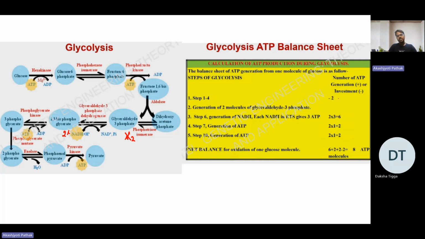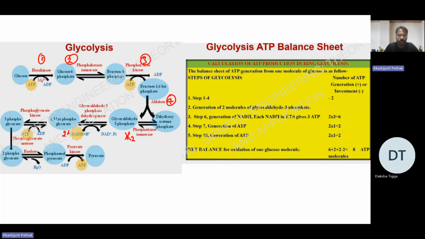Okay. So if you do a glycolysis ATP balance sheet, in steps 1 to 4, this is your first step, this is your second step, this is your third step, and this is your fourth step. In the first 4 steps, in your step 1 and in your step 3, your ATP molecule is getting utilized. So that is why -2, because 2 molecules of ATP are required.